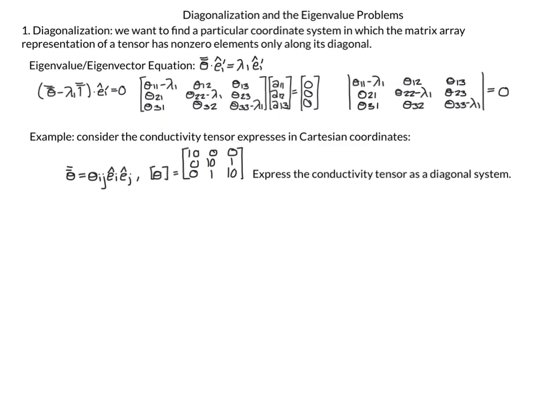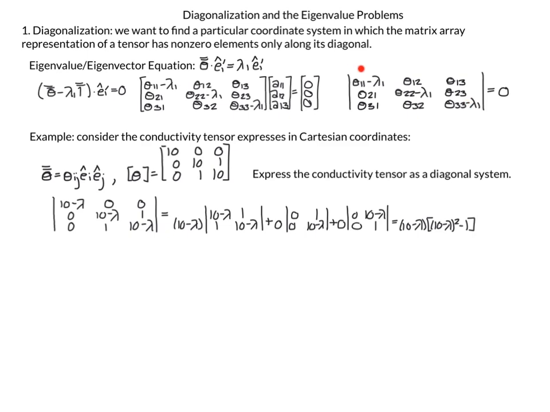We're going to consider the conductivity tensor expressed in Cartesian coordinates, and we're going to use this one here. Our representation of this tensor is going to be the matrix with column vectors (10, 0, 0), (0, 10, 1), (0, 1, 10). We want to express this conductivity tensor now as a diagonal system. The first thing we're going to do is look at this determinant here, set it equal to 0, so we can find the lambdas where our system of equations, this matrix equation, has a solution.